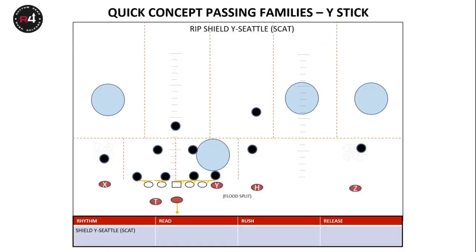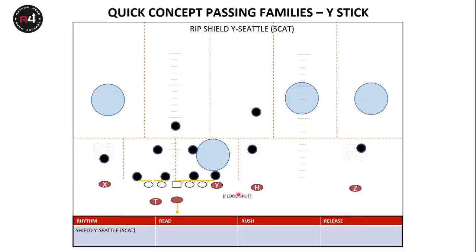Y-stick can be run out of any formation or personnel grouping. We install stick out of a 3-by-1 formation with 11 personnel. The receivers to the field will align in a flood split. The flood split creates more outside space to the stick side. It also is the same split that we run Panther out of. This makes it hard on the defense to know which side we are attacking. The defense is playing solo coverage here.